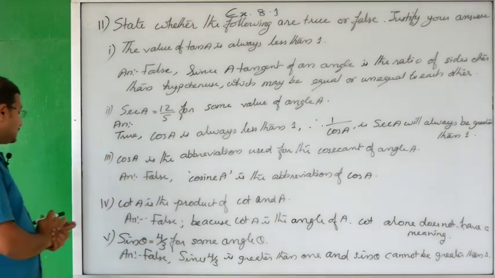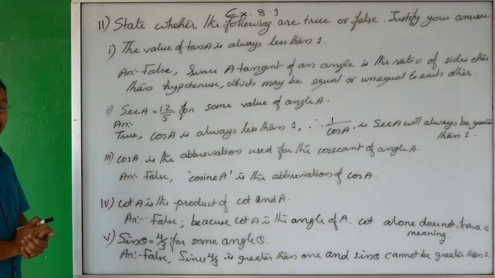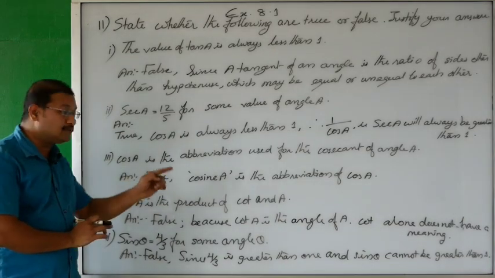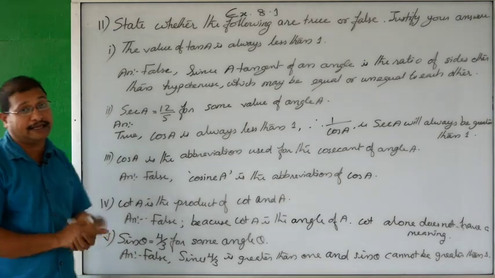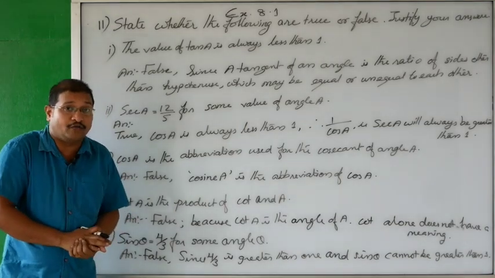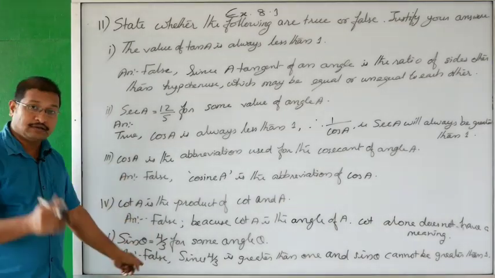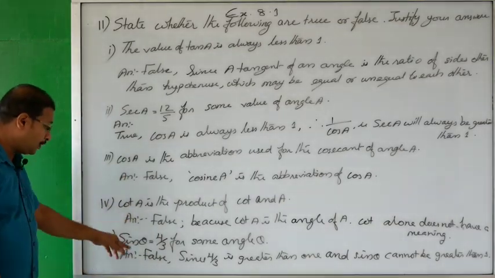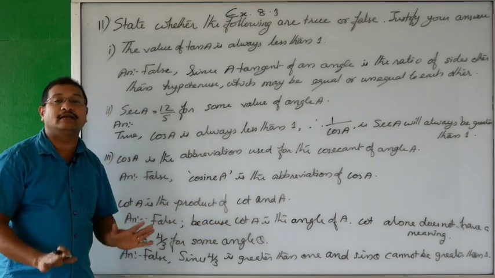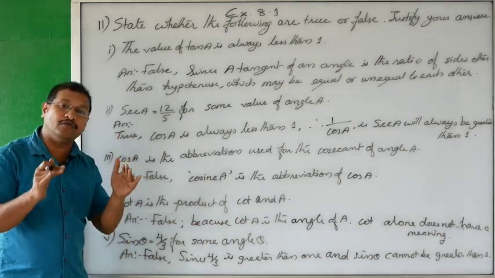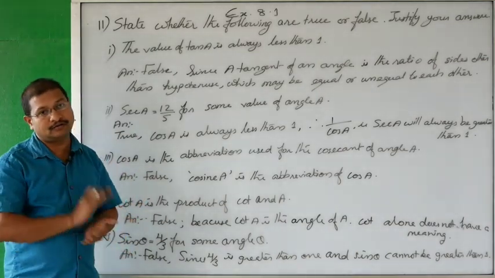Ready? Next one. 5. Sin theta equals 4 by 3 for some angle theta. We know that answer is false, because we know that sin is always below 1. Ready? Since, I'll read the answer once. False. Since 4 by 3 is greater than 1, and we know that sin theta is always equal to 1, otherwise below 1. Okay.